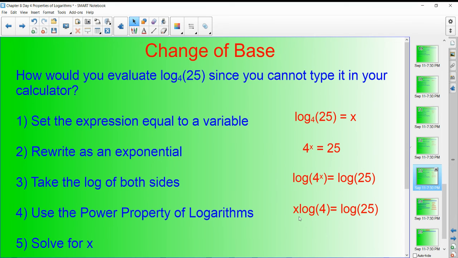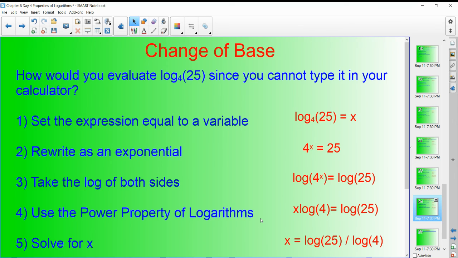So I got to do one division here. So I got to divide both sides by log of 4. So x equals log of 25 divided by log of 4. They're both in base 10. And that is my answer. So I have log base 4 of 25 equals log of 25 divided by log 4. Doesn't look super pretty, but at least I can calculate that. I can use my calculator if I need a decimal.